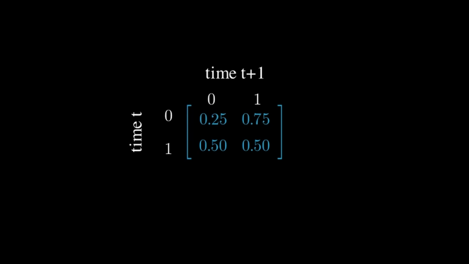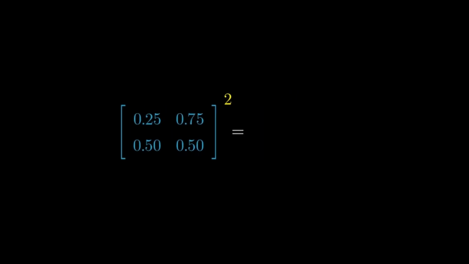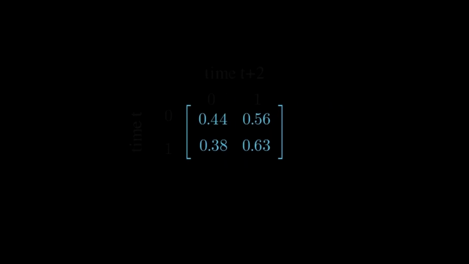Now, my question is, what if we want to find out the probability at time t plus 2? The answer is very simple. We multiply the matrix by itself. And that means we're squaring the matrix. And here we got our new matrix. The new matrix shows the probability of states 0 and 1 at time t plus 2.